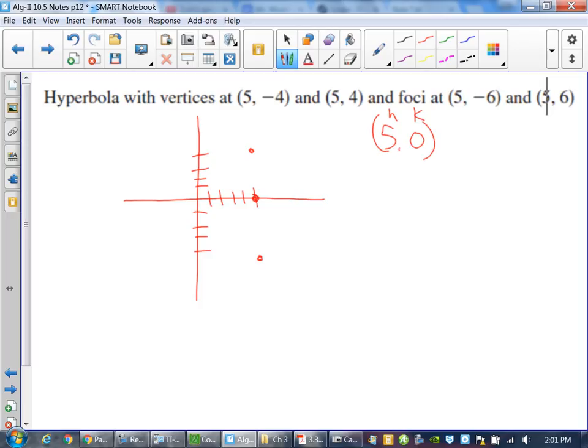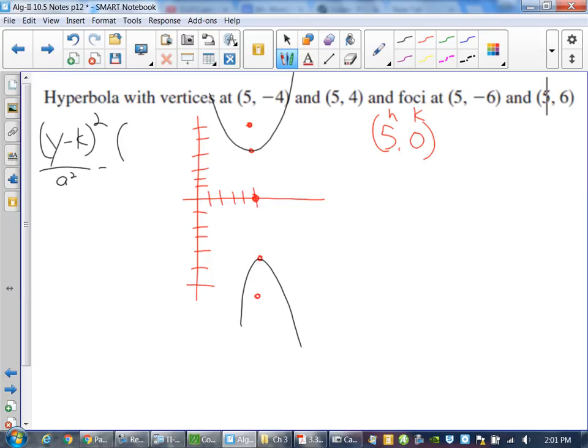Foci, 5, -6, and 5, 6. So now you know that it's got to be an up-down hyperbola. If it's an up-down hyperbola, your y-squared stuff came first. And now it's a matter of counting your distances. Well, your A value is your distance from your center to the vertex. So A is 4. So A squared is 16.